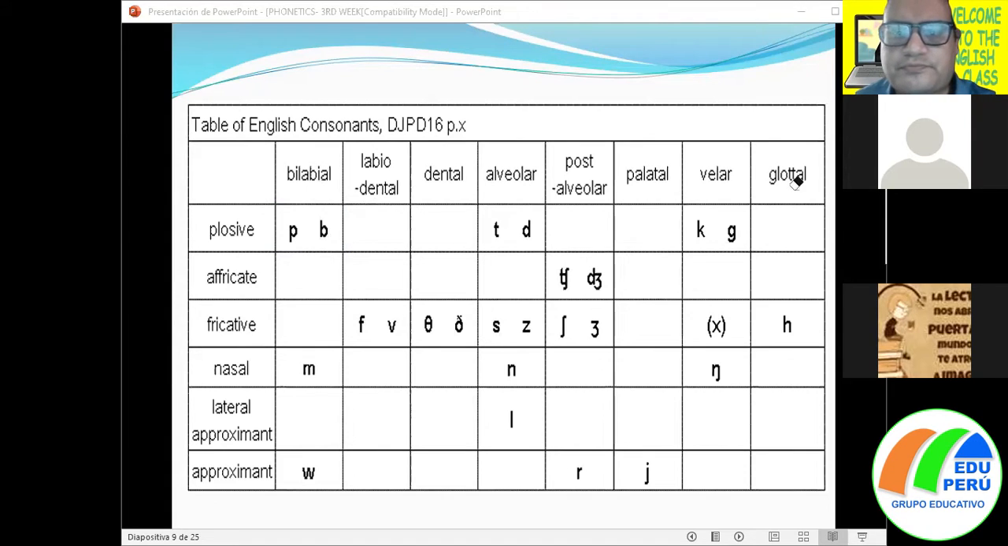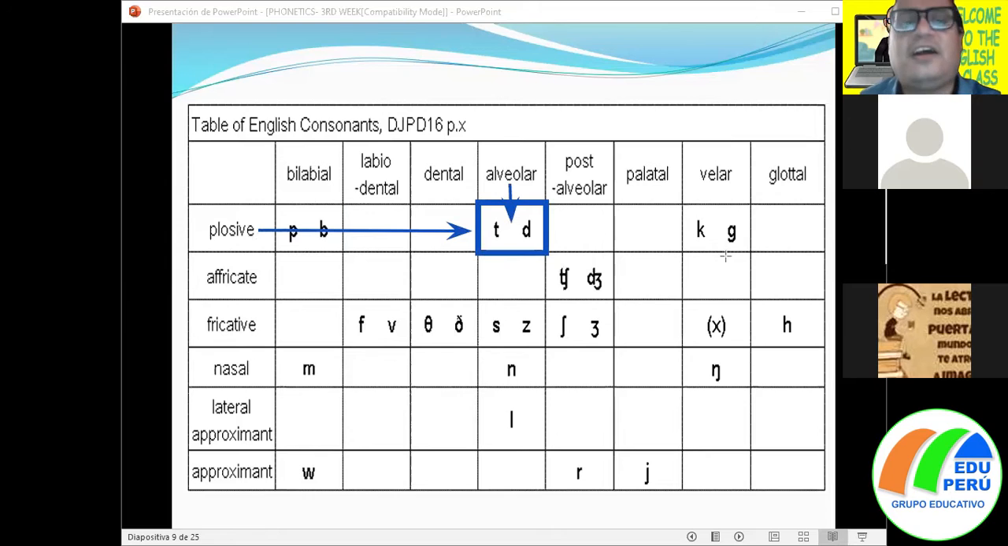We have the others, which are ta, da. Notice these two sounds, ta, da. These are plosive sounds. Now the difference is the place of articulation. Notice here, they are plosive, but the difference is in the place.